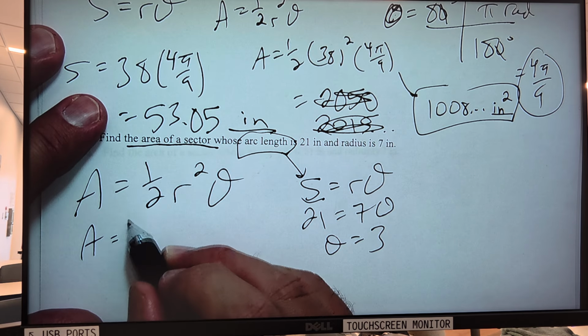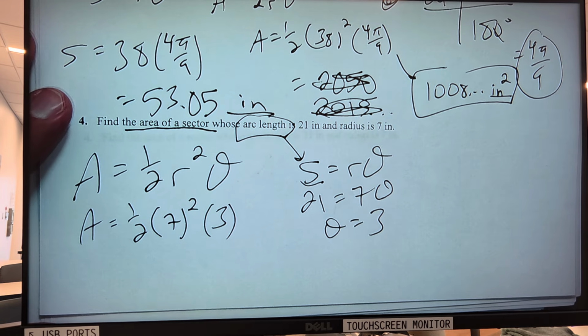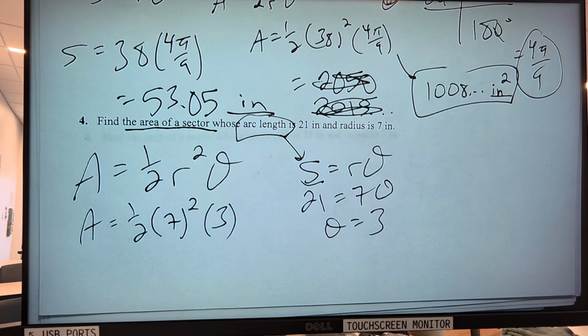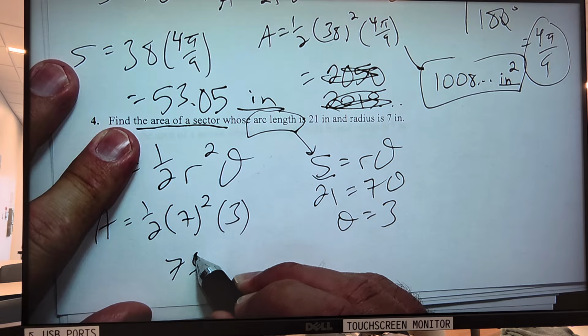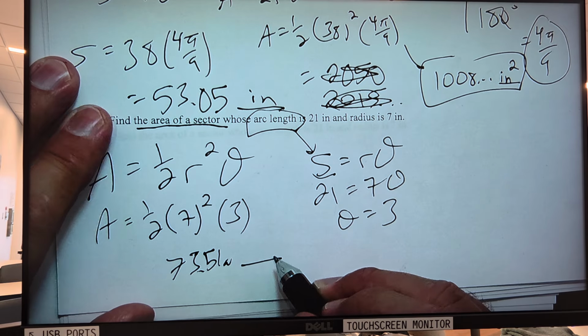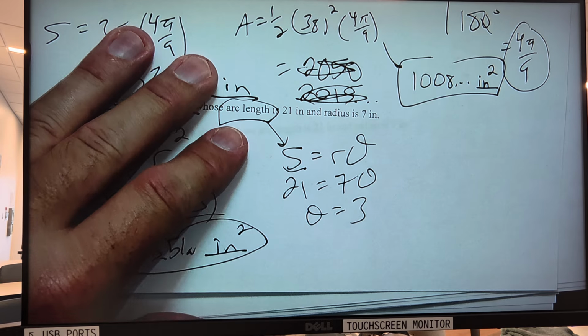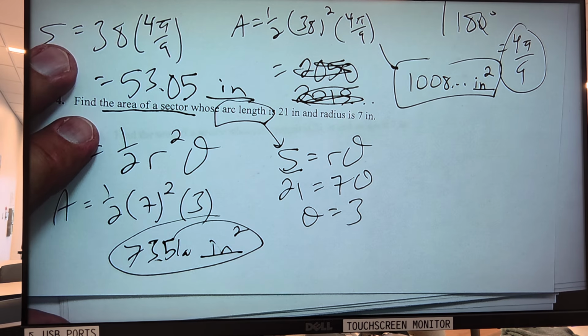So area is 1/2 radius squared times the angle in radians. And that is roughly 73.55. What's the units? Good. Kick ass. Okay. I like it.